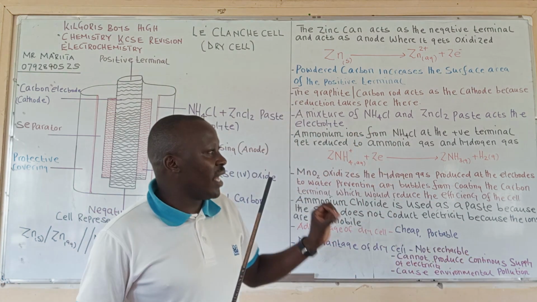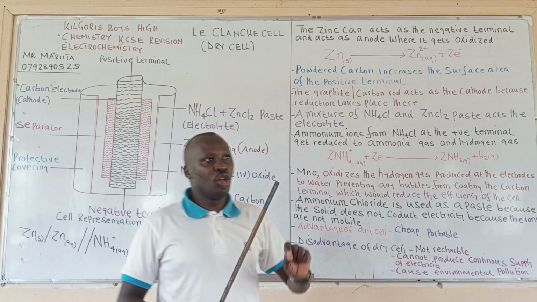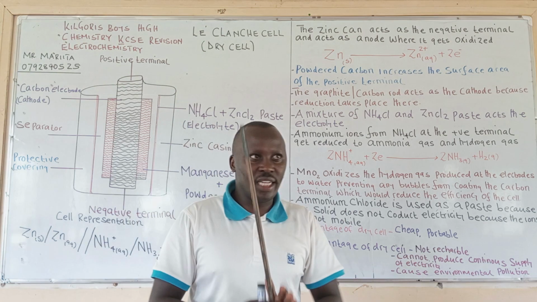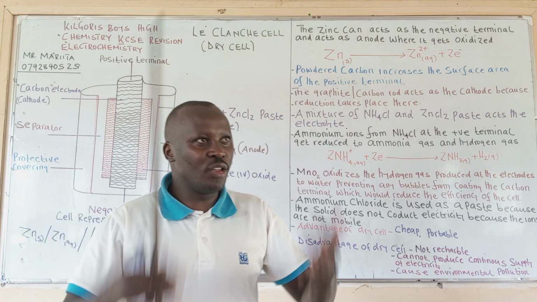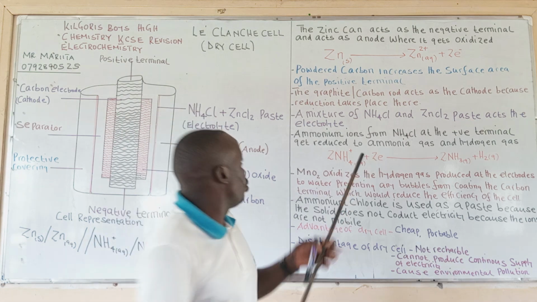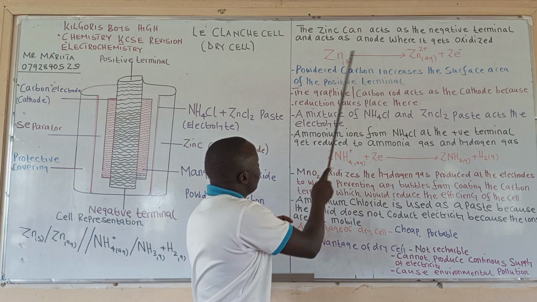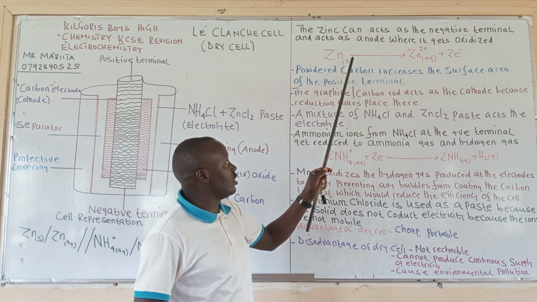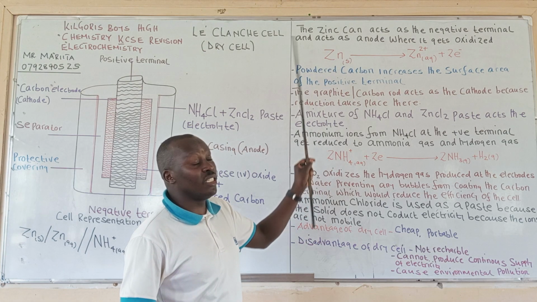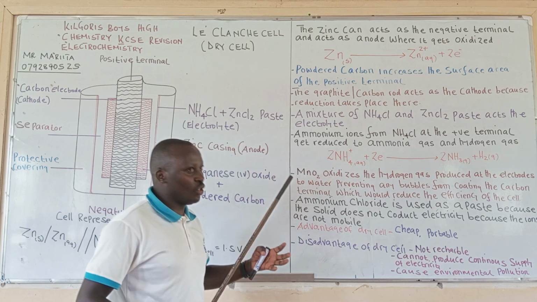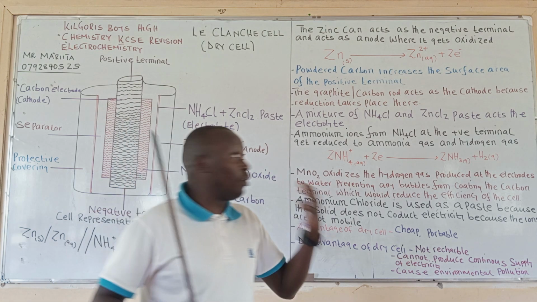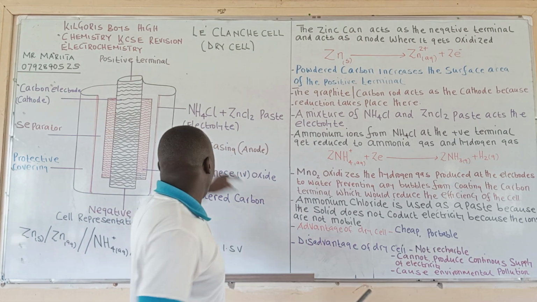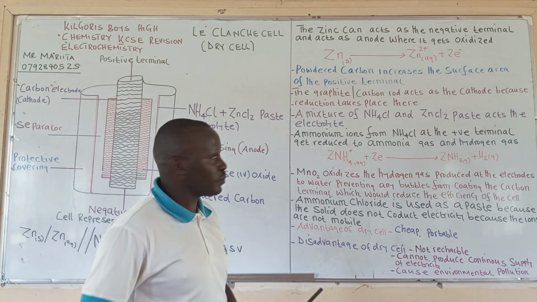So what happens there? There is a loss of electrons. The zinc loses electrons. If you are required to write an equation on how the electrons are produced, you write this equation here, where zinc loses 2 electrons, and therefore zinc ions are formed at the anode, where we have the zinc casing.